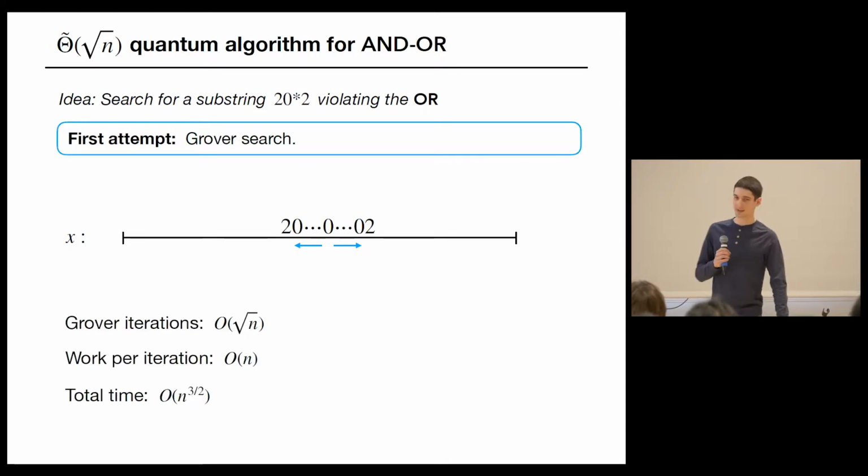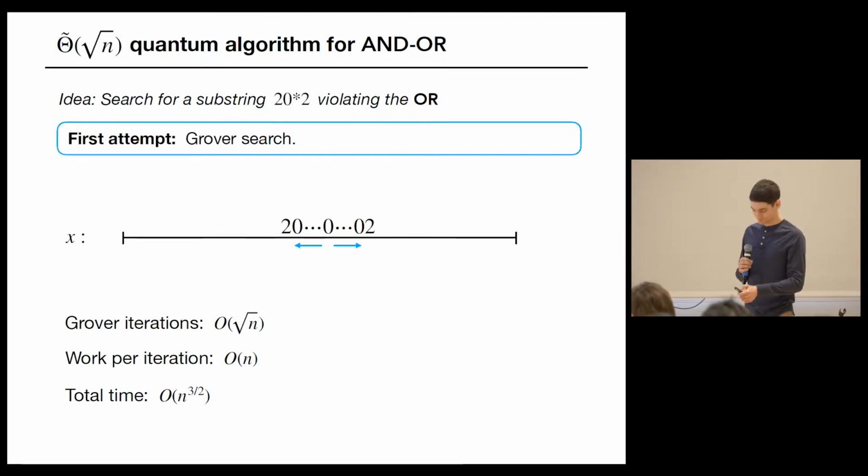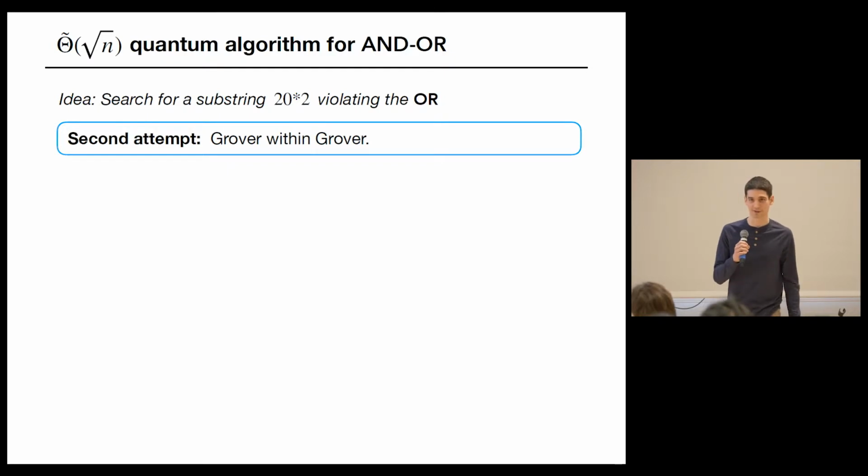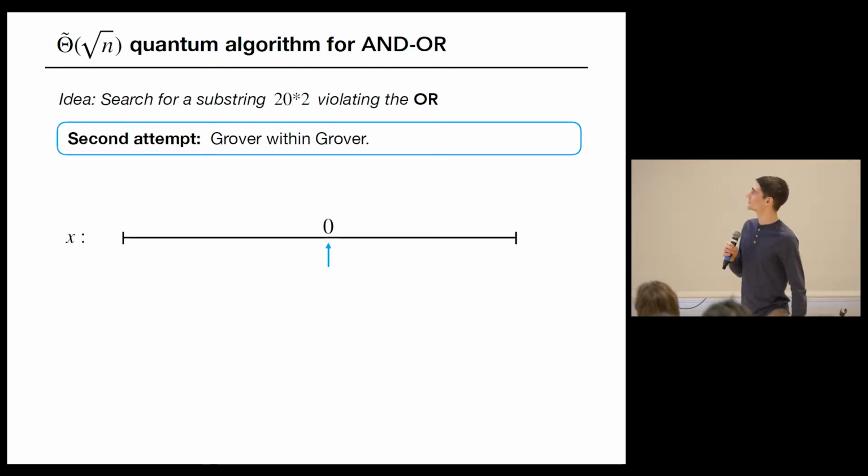Okay, but of course, if you analyze the runtime of this algorithm, you have square root n Grover iterations, which is good, but then your work per iteration, if you're just taking one step at a time, is n. So then you just have this abysmal time at the end. So that's no good. Okay, but clearly I didn't use Grover enough, right? So let's put Grover in Grover. So instead, let's search for a 0 again, but now let's increase our window a little bit each time, and each time we're going to Grover for a 2.